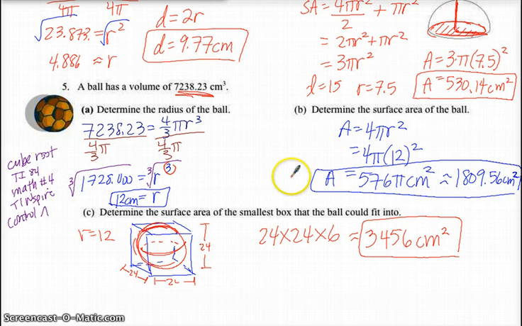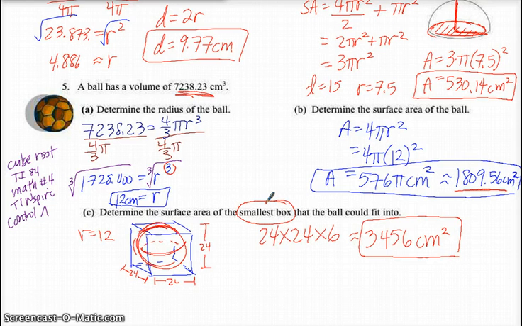Okay, now that we got our radius, we can determine the surface area of the ball really easily. You just plug in the 12 for the radius, so it's 4 times pi times 12 squared. That's 144 times 4, so we get 576 pi centimeters squared, or the rounded answer would be 1,809.56 centimeters squared.